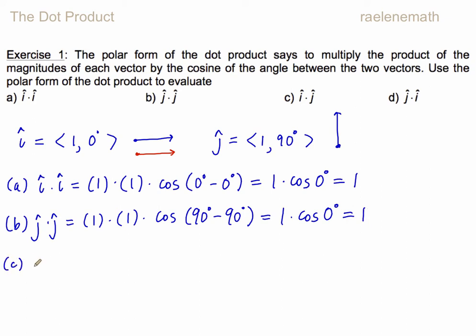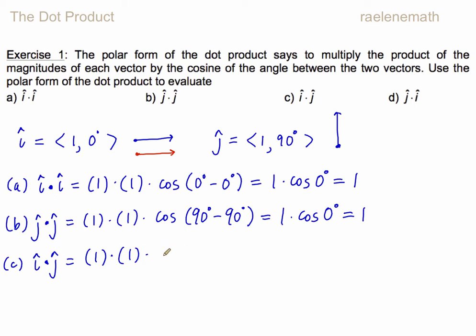In part C, we have i hat dot j hat. So we take the magnitude of the first vector times the magnitude of the second vector. Now you'll notice I'm calling this a dot between the two vectors, but between two scalars I'm calling it times. That will be the indication that we're dealing with scalar multiplication, regular old multiplication of real values, versus multiplication of two vectors, which will produce a scalar quantity.